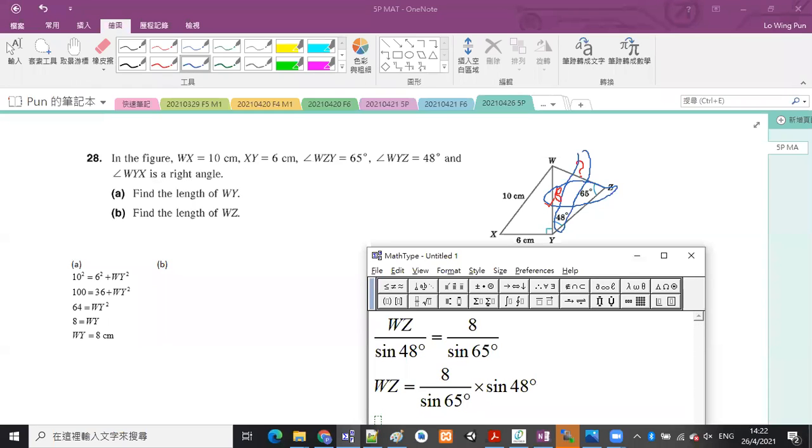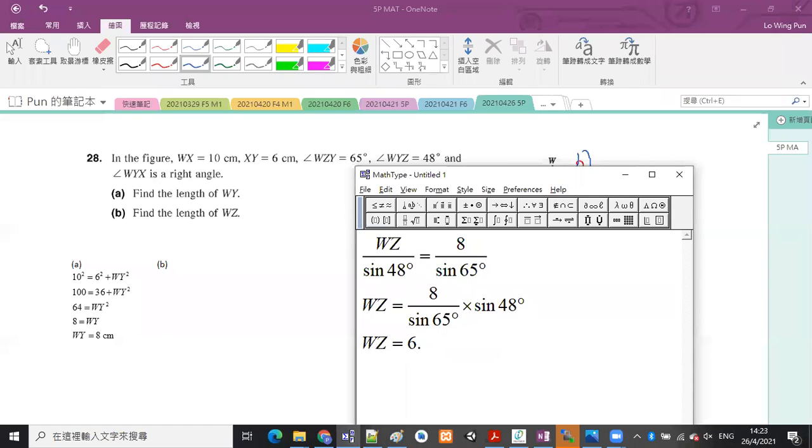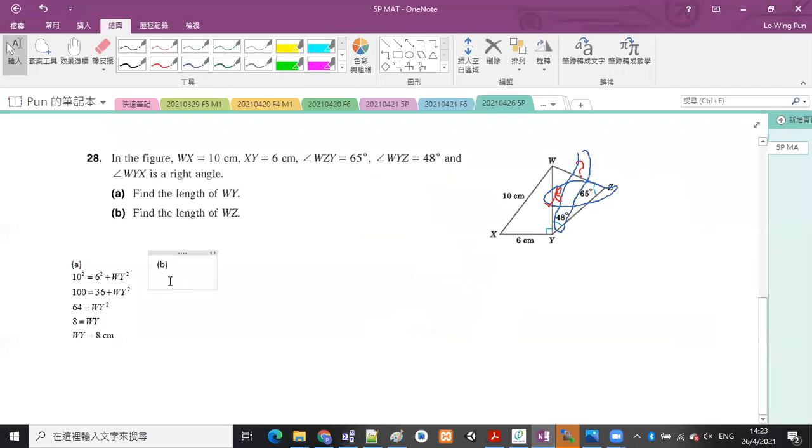And then just use the calculator. So 8 times sine 48 and then divided by sine 65. That should be 6.55 something. So WZ is equal to 6.55975678. Okay, cm, and that is the answer. And of course, you may correct the answer to 3SF. So that should be 6.56 cm.